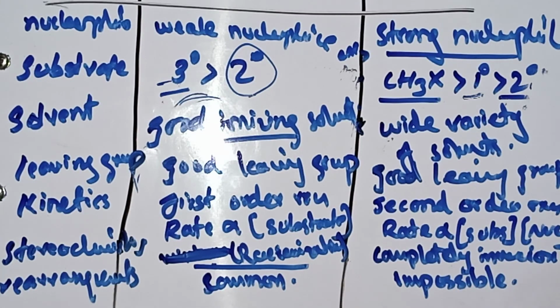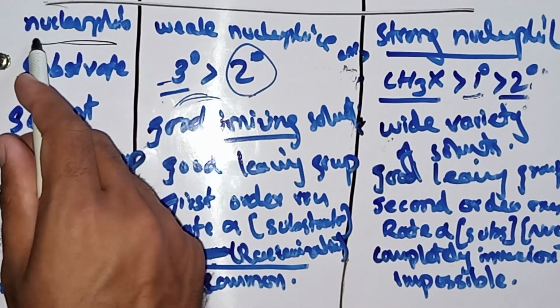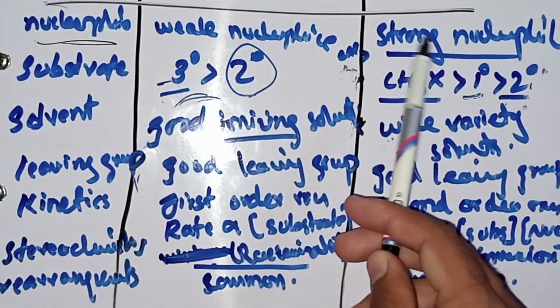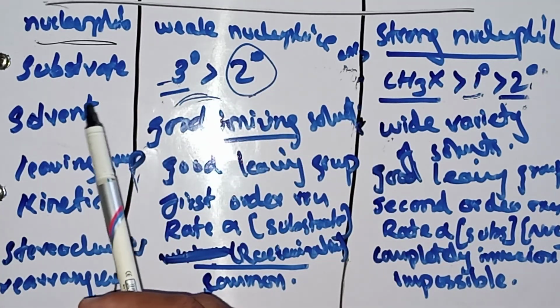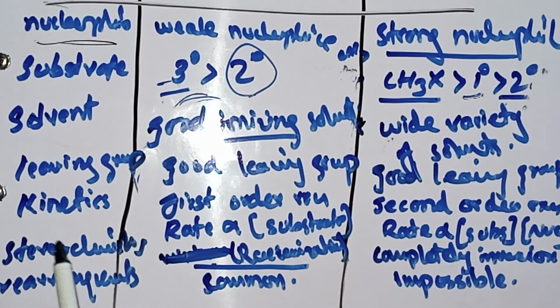Yes, these are the similarities and differences between the SN1 mechanism and the SN2 mechanism. First, the nucleophile: which nucleophile is used in SN1 and which in SN2. After that, the substrate factor, then solvent, leaving group, kinetics, stereochemistry and rearrangement. These are the different factors that differentiate SN1 and SN2 reactions.